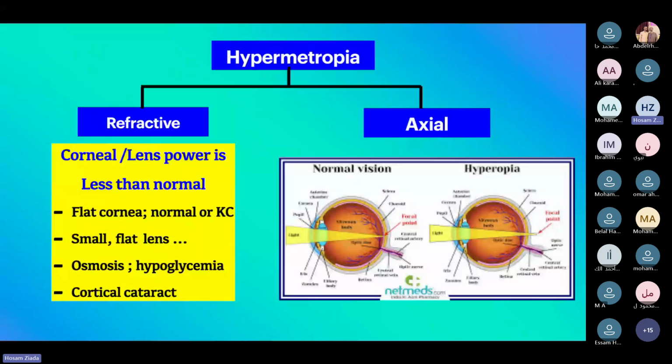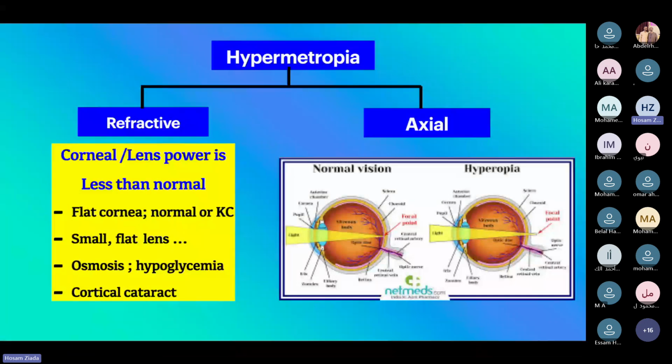So keep in mind, hypermetropia, long-sightedness: the patient will see objects blurred for far and for near, but far is less blurred than near. Types: refractive, cornea flat. The concept of hypermetropia means less convergence, so the eye has less power.